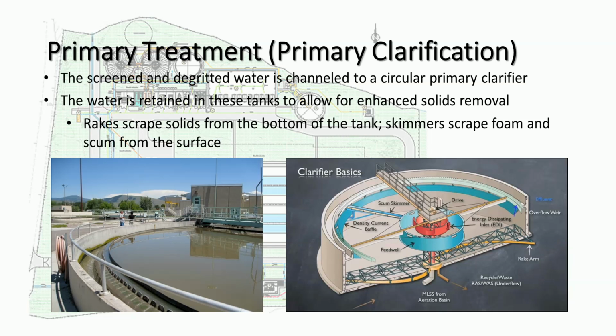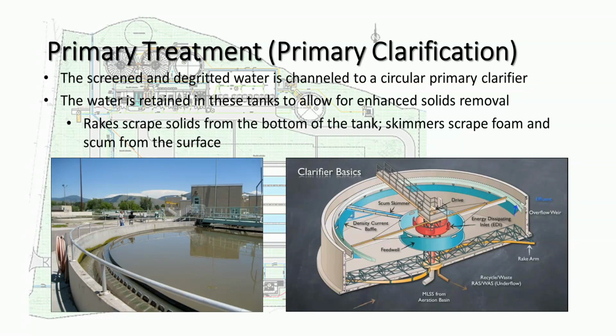Finally, the screened and degritted water is channeled to a circular primary clarifier, where most of the remaining solids drop out of suspension. The wastewater stays in these clarifiers for a while to facilitate removal of suspended or colloidal solid particles. Rakes slowly scrape along the bottom of the chamber to dispose of settled solids, while skimmers scrape scum and foam off of the surface of the water.